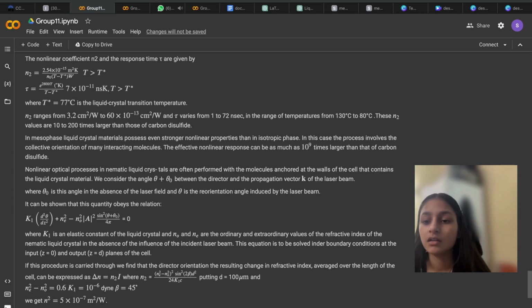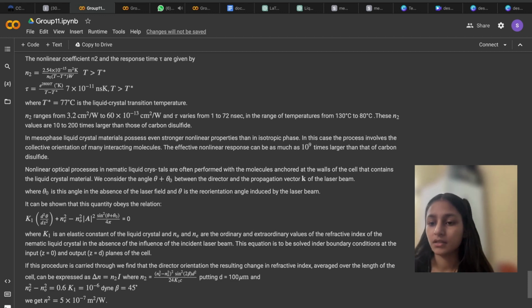So for the mesophase, what sets the mesophase apart is the mechanism at play. In this case, it's all about the collective orientation of many interacting molecules. Unlike the isotropic phase, where individual molecular orientation matters, in the mesophase the molecules align together in a coordinated fashion. This collective behavior amplifies the nonlinear response.